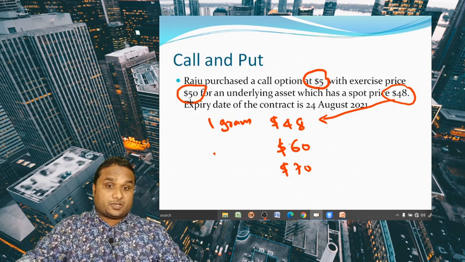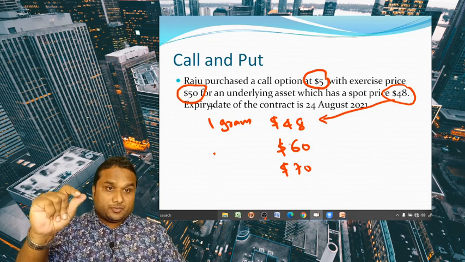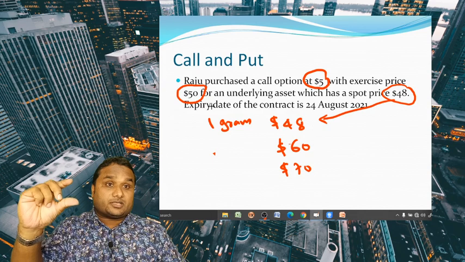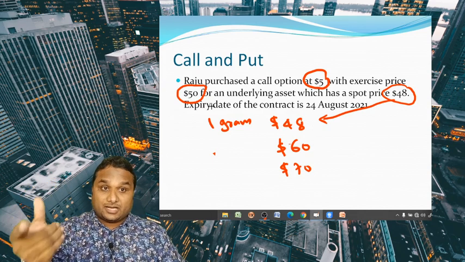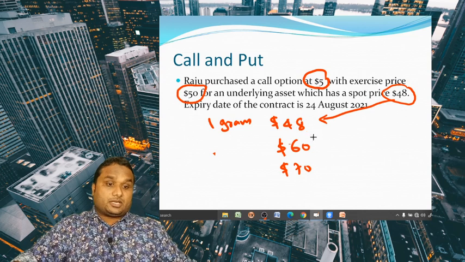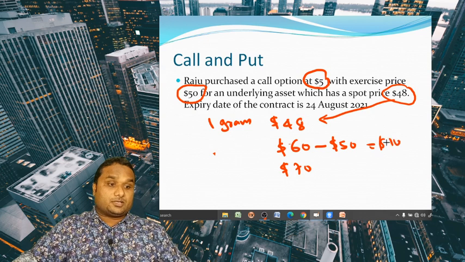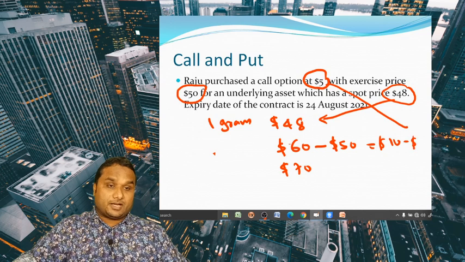So for that he purchased a call option. Call means he has the right to purchase or not to purchase, but he doesn't have any obligation to purchase. Suppose the price goes to $60, he will be able to purchase 1 gram of gold at $50. So he has a value of $10 by exercising the call option, but he paid a premium fee of $5, so he has a profit of $5 per gram.